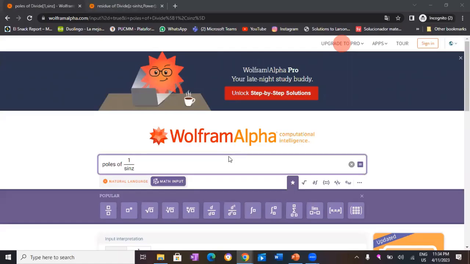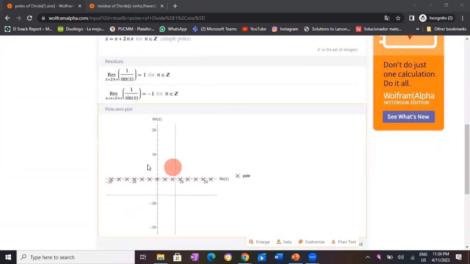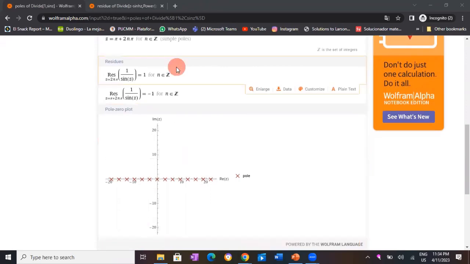So here we have this exercise. We're going to check that the exercise that we did before was correct. We're going to go to WolframAlpha and write "poles of" and the certain function that we want to see, and what the specific poles are. When we do that, we see that there's even a graphic representation of it. We can see that 0 is one of those simple poles.